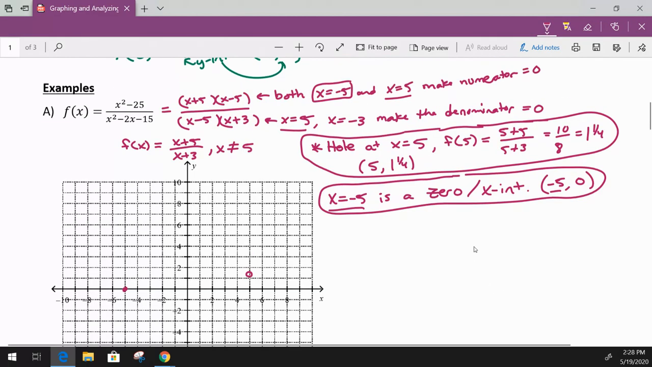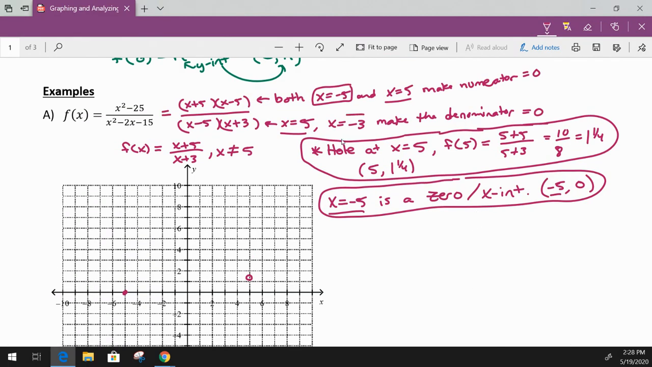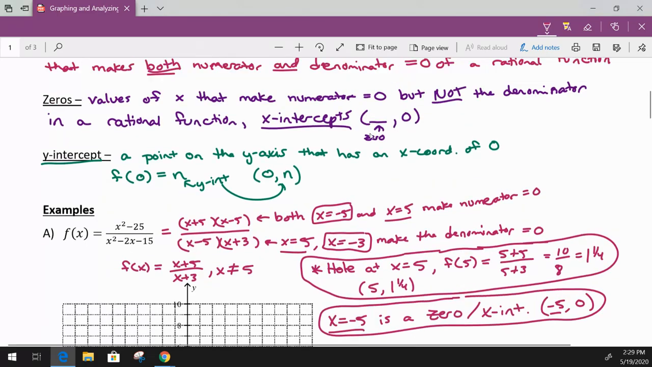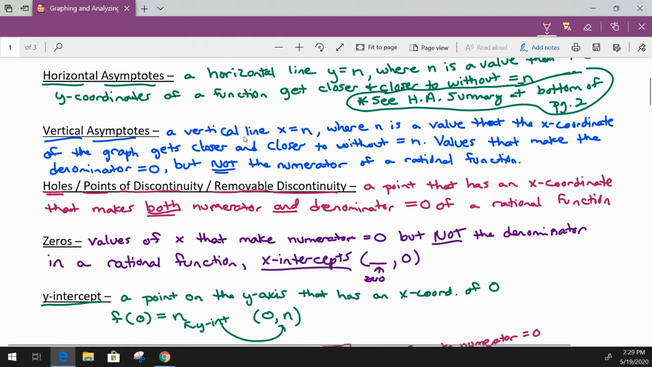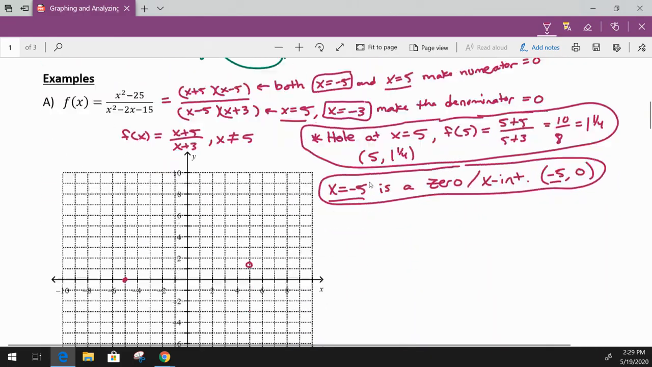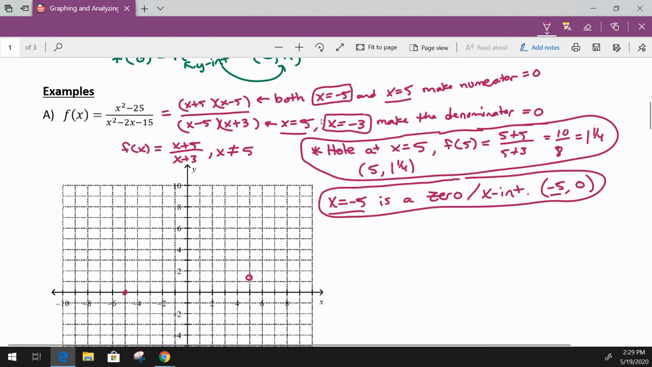All right, the denominator, we had x equals -3. That made the denominator equal to 0. So if we look back at our definitions, a vertical asymptote is a vertical line, x equals n, where n is a value that makes the denominator equal to 0, but not the numerator. So -3 does make the denominator equal to 0, but not the numerator. So that is going to be a vertical asymptote.